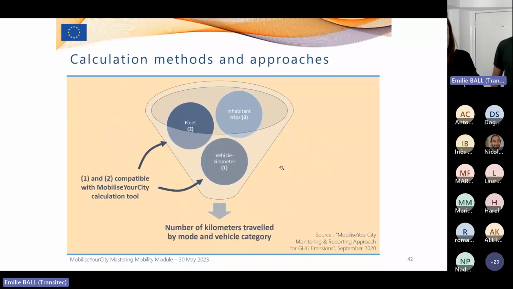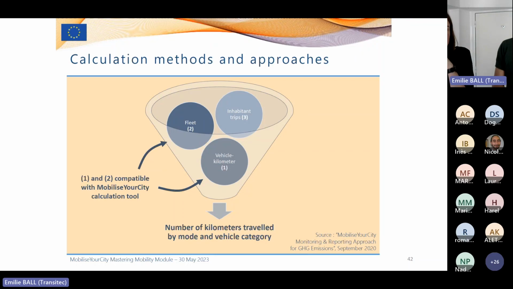So we can move now to maybe one of the most important parameters of the calculation method, which is the number of kilometers. You have different ways to determine this parameter. The first one is the vehicle kilometer. If you have any chance, you can directly get this number, and those are numbers that you can get with traffic models, with traffic counts, for example. You can also get them through GPS data, through mileage readings, for example. But it's data that isn't always available. But you can try to rebuild this data using another parameter, which is the fleet.